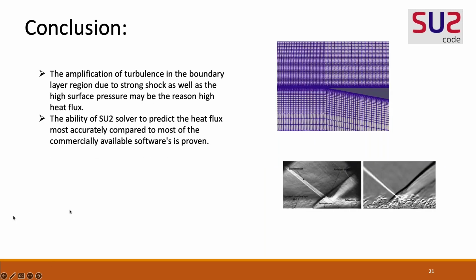At last, the amplification of the turbulence in the boundary layer region due to strong shock, as well as a high surface pressure, may be the reason for the high heat flux, which needs to be reduced. The reduction in the interaction and in the heat flux can be done by tangential blowing or by suction blowing, where we basically place an orifice plate. Thus, concluding the work, the SU2 solver is well proven to predict the heat flux very well compared to other commercially available software.